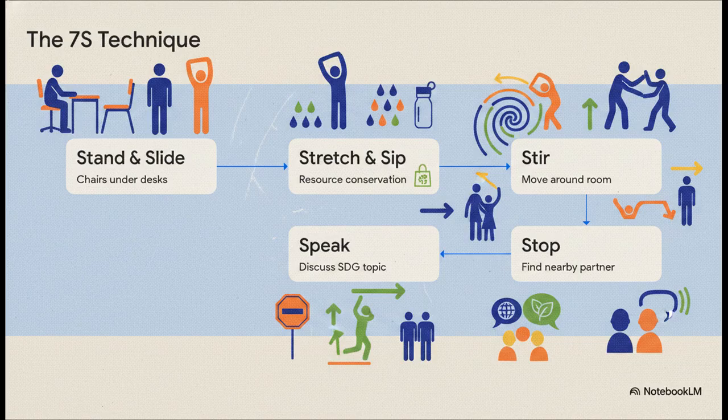You have your students stand, then slide their chairs in to make space, stretch, and take a sip of water. And by the way, that sip of water is a great little moment to highlight resource conservation, which ties right back into the SDGs. Then they stir, just moving around the room, stop when you give the signal, and speak to a new partner about the specific topic at hand. It's simple, it's physical, and I promise you, it completely refreshes the classroom dynamic.